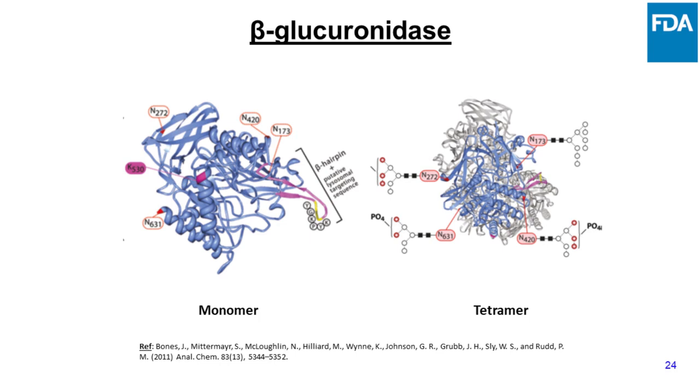And for its effective function, this enzyme has to be phosphorylated on the mannose residue of the glycan, or it has to possess M6P so that it can actually bind to M6P receptor and reach the cells in the liver and other tissues where it can clear the accumulated glycosaminoglycans, or GAGs.